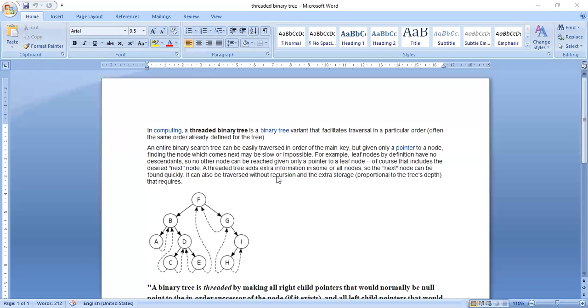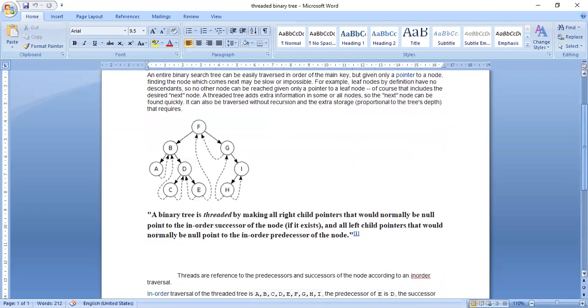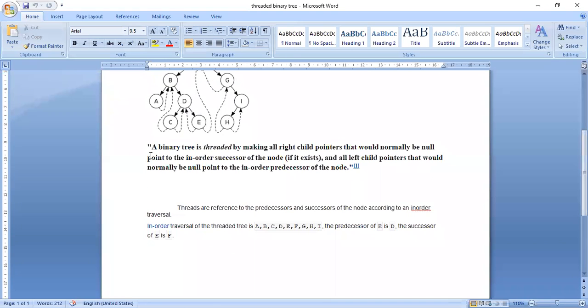So you can see here, a threaded binary tree is a binary tree variant that facilitates traversal in a particular order. See the main definition here: a binary tree is threaded by making all the right child pointers that would normally be null point to the in-order successor of the node, and all the left pointers that would normally be null point to the in-order predecessor of the node. That's the thing you have to understand.